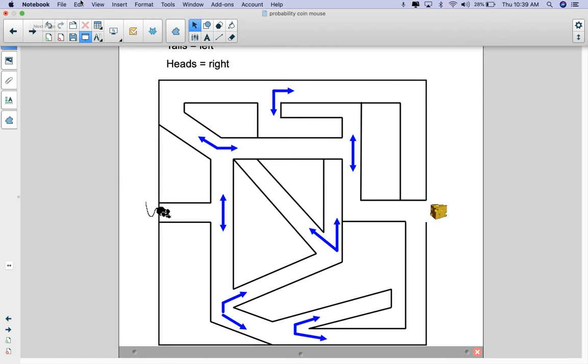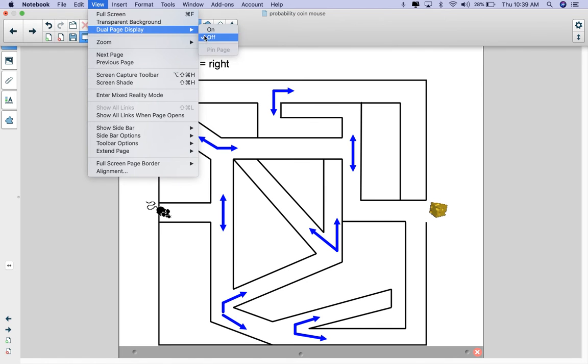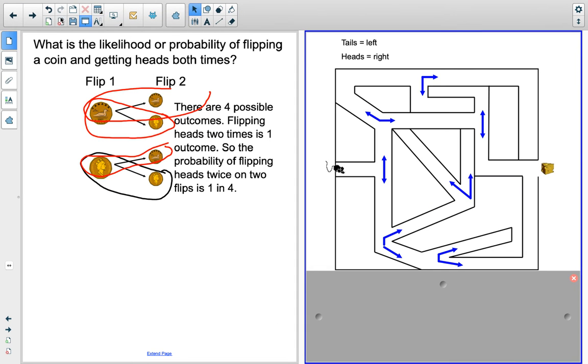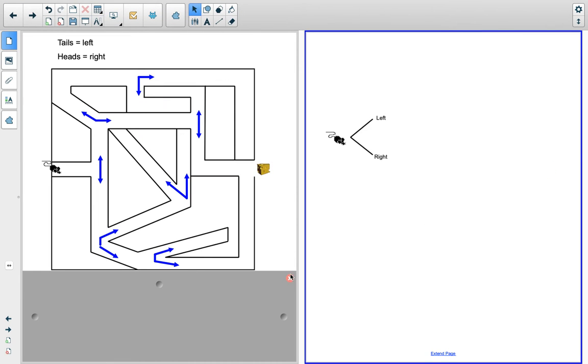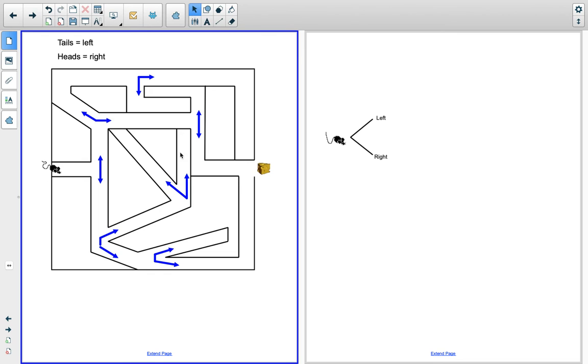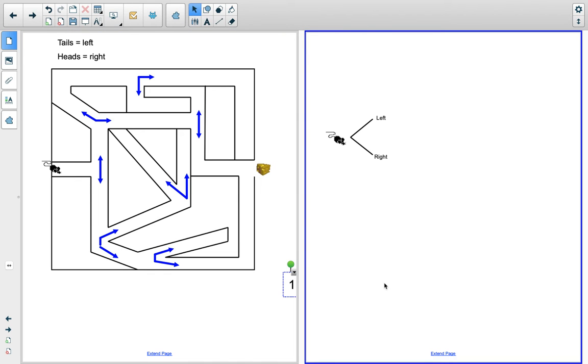All right, so I'm going to put this on dual page display here so you can see the next page. So there's our mouse and there's our maze. He gets to the first corner. At my first corner, he has to go left or right.